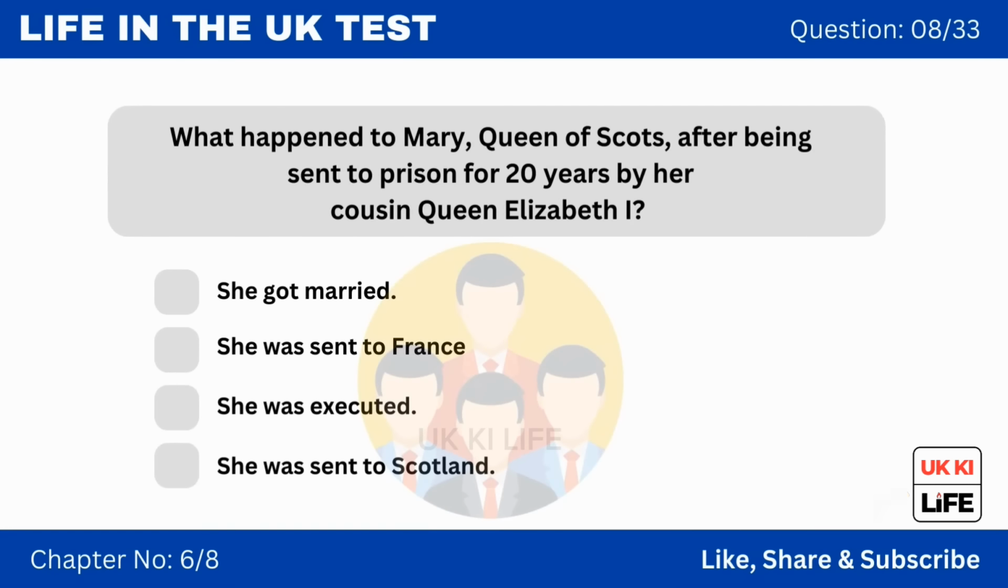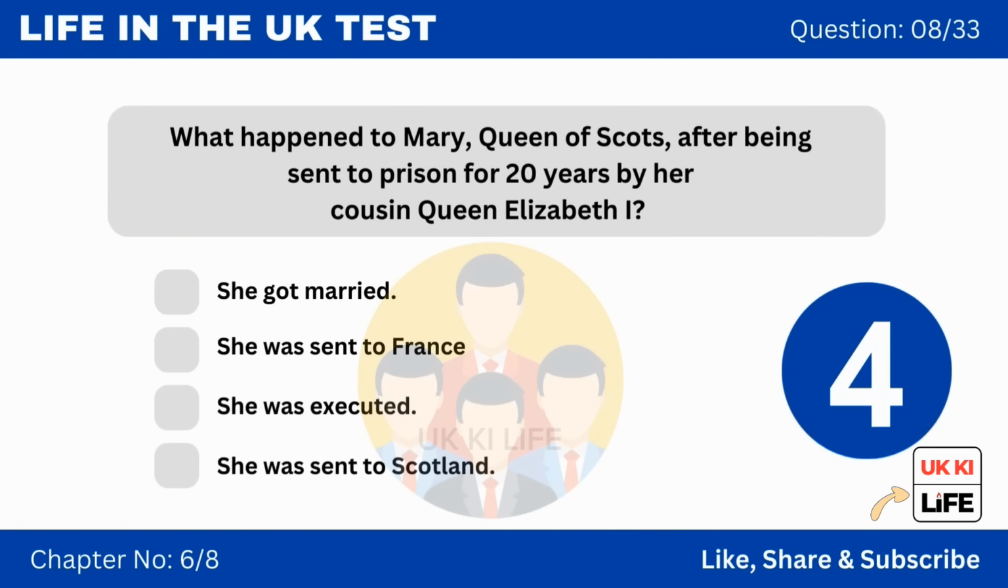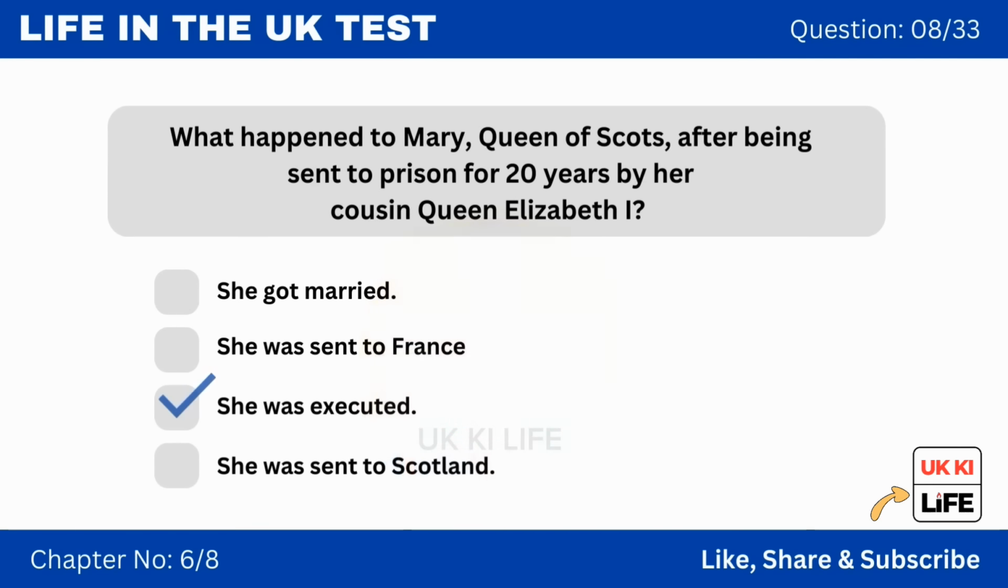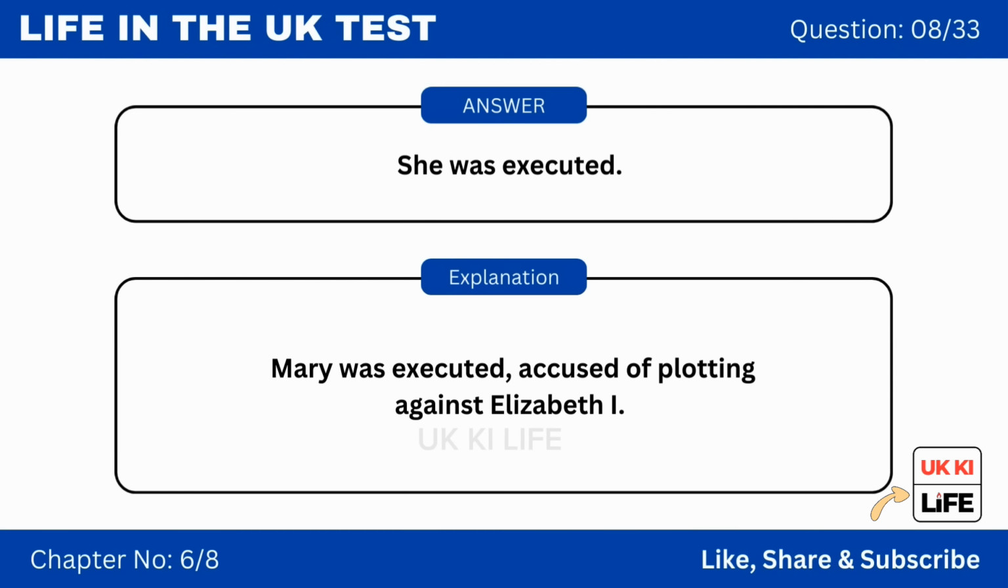Question 8. What happened to Mary, Queen of Scots, after being sent to prison for 20 years by her cousin Queen Elizabeth I? She got married. She was sent to France. She was executed. She was sent to Scotland. The correct option is C. Explanation. Mary was executed, accused of plotting against Elizabeth I.